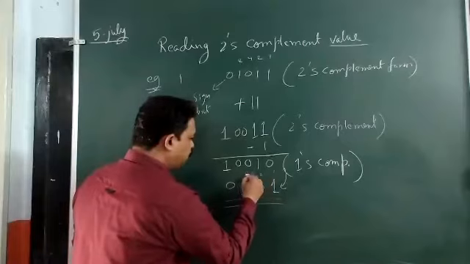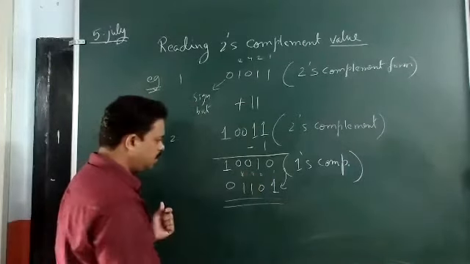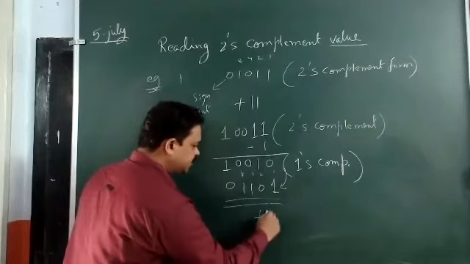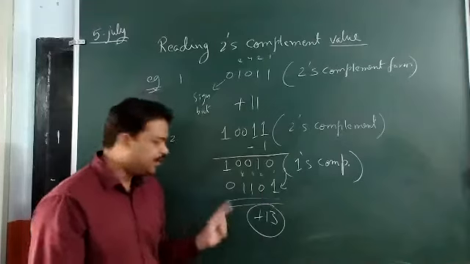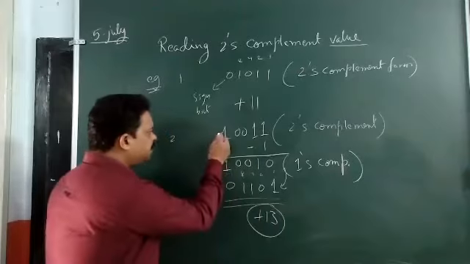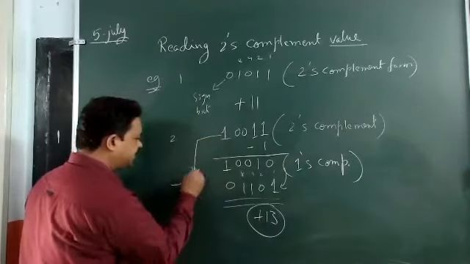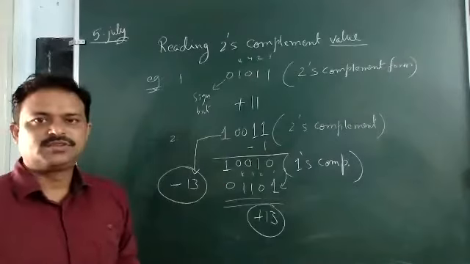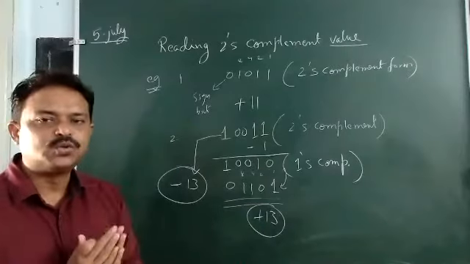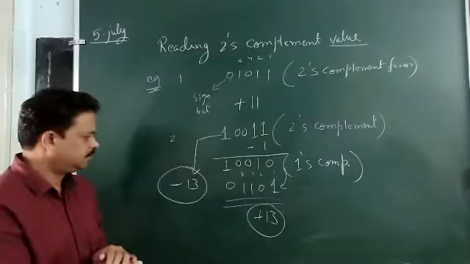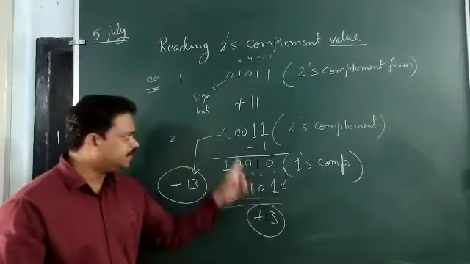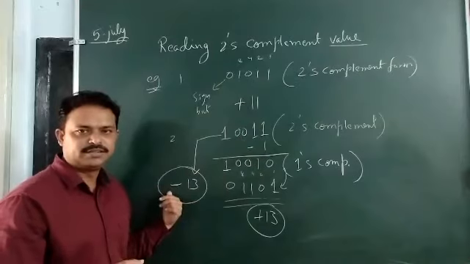1, 2, 4, 8. 8 plus 4, 12. 12 plus 1, 13. This is plus 13. If this value is plus 13, sure that this value is minus 13. This is the way to read the 2's complement value. Sure and certain, this value is going to represent minus 13.